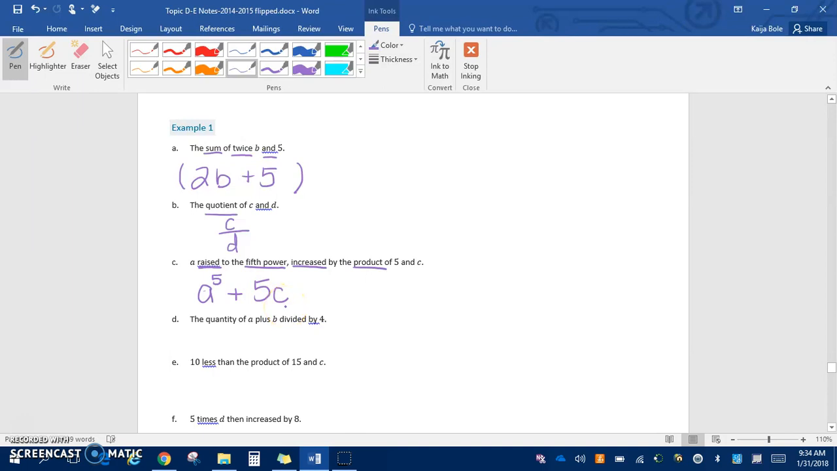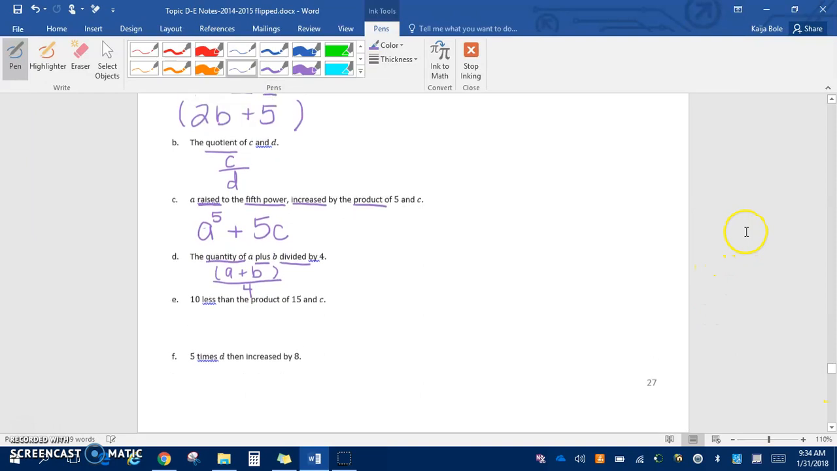Okay. D, we have the quantity of A plus B divided by 4. So big keyword, quantity of, we have A plus B, so underline plus, and then the divided. So the quantity of, remember, means parentheses. So inside the parentheses we have the quantity of A plus B, and then it is divided by, so over 4. So the big keyword there again is that quantity of means we need the parentheses.